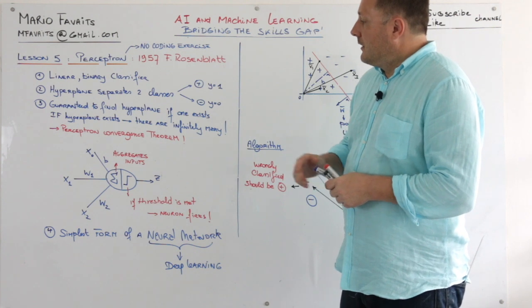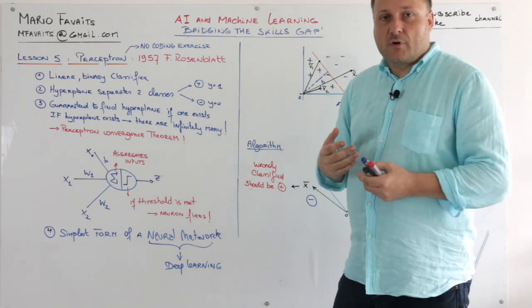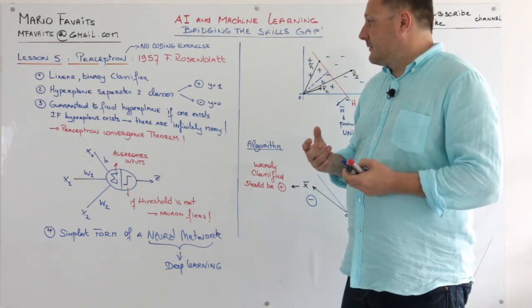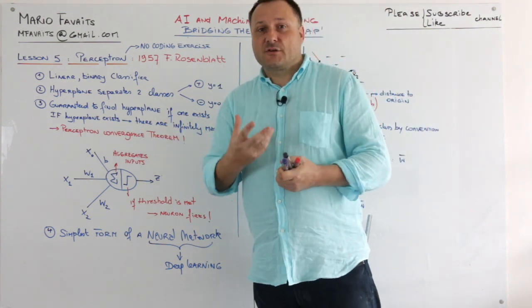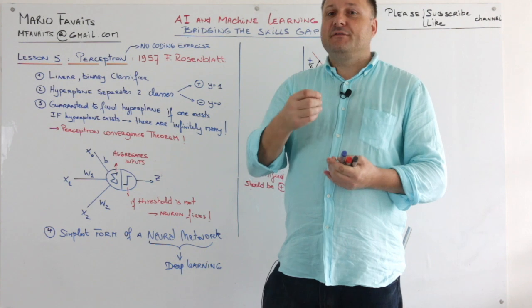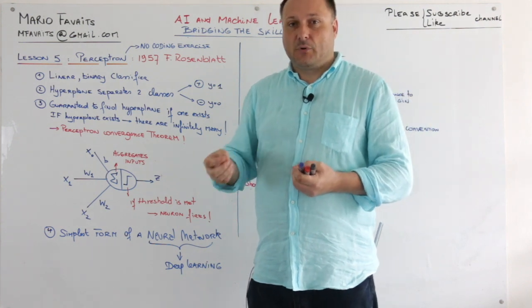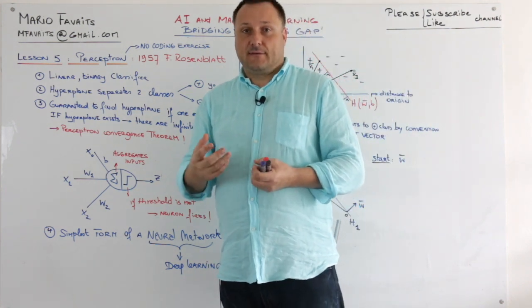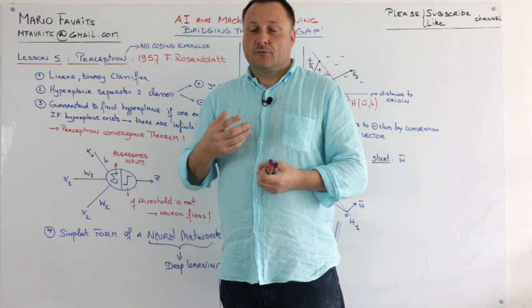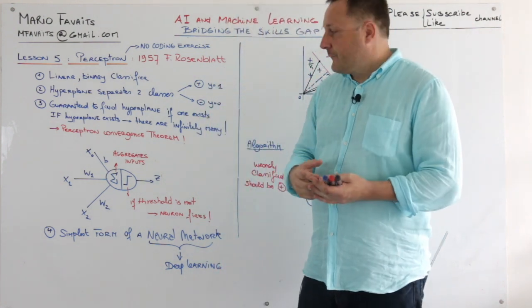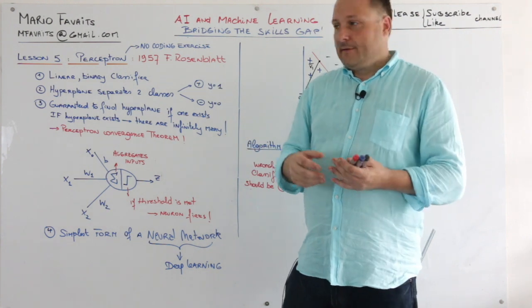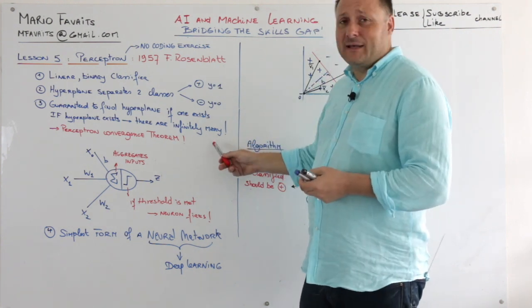Now, there is a perceptron convergence theorem that says that if there exists such a hyperplane, that means that if the data is linearly separable, then you will find it. The perceptron algorithm will find it, and if it found it, it will have found many, infinitely many.